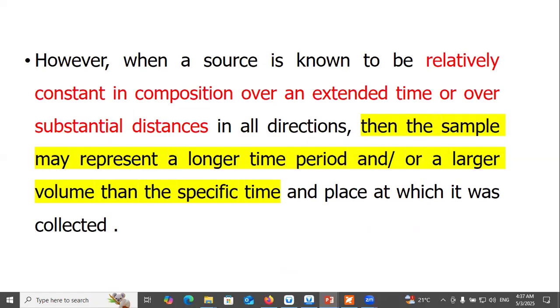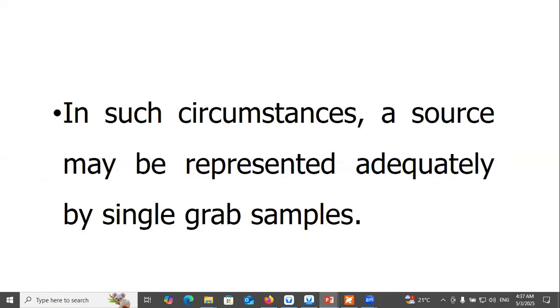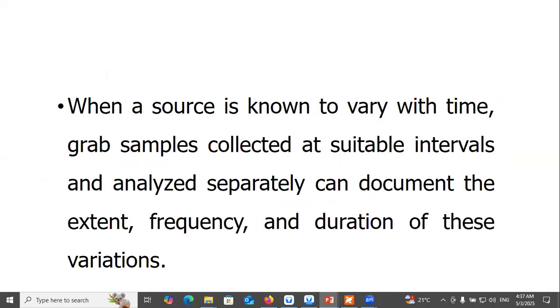However, when a source is known to be relatively constant in composition over an extended time or over a substantial distance in all directions, then the sample may represent a longer time period and/or a larger volume than the specific time and place at which it was collected. In such circumstances, a source may be represented adequately by single grab samples.